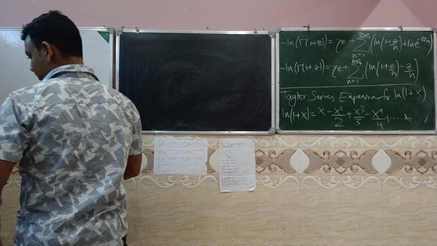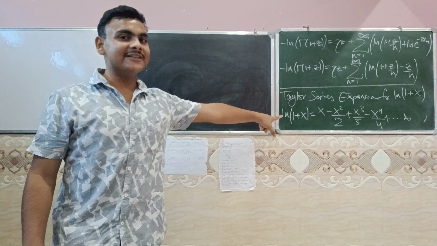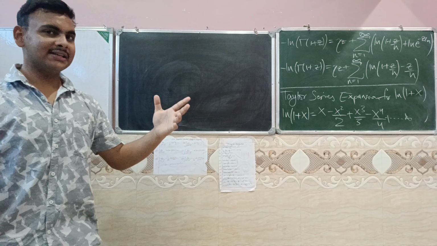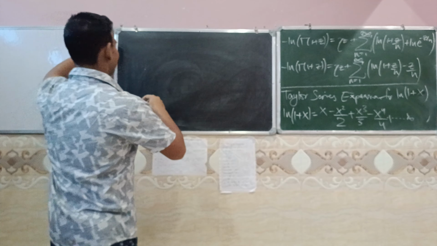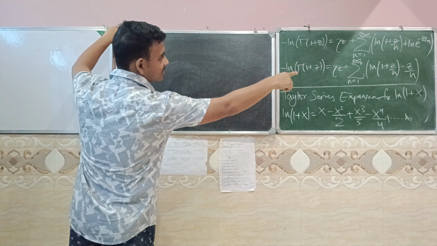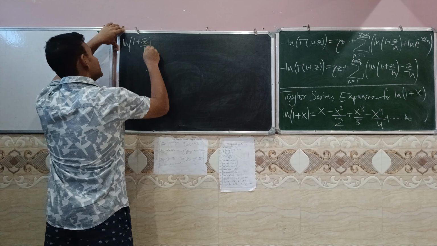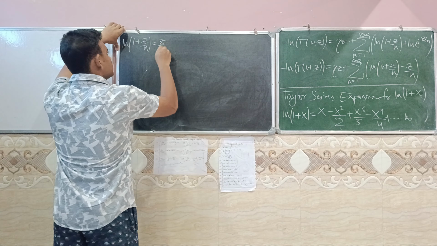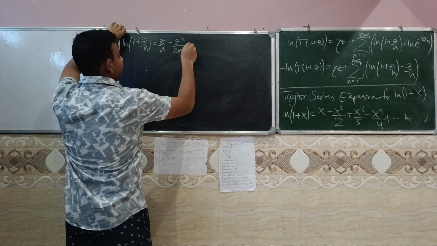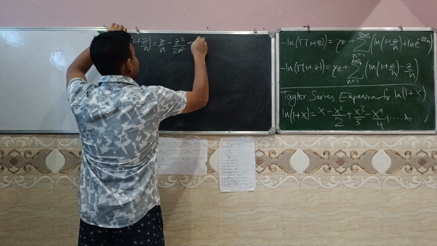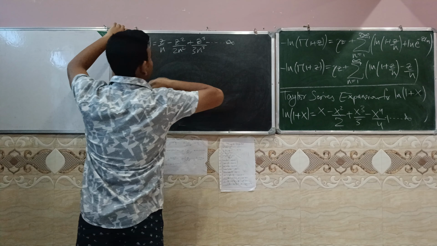So yeah, it's pretty amazing, and you know what? Using this thing, we are going to be producing the Riemann zeta function. You will see that in a while. So that's amazing. If I'm plugging x equals z over n, the natural logarithm of 1 plus z over n is z over n minus z squared over 2n squared, plus z cubed over 3n cubed, and minus this keeps going up to infinity.